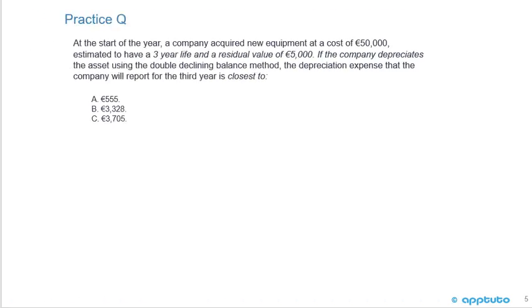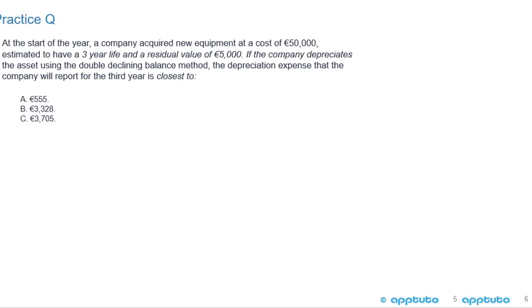Okay? A practice question to check our understanding. At the start of the year, a company acquired a new equipment at a cost of 50,000 euros, estimated to have a 3-year life, and a residual value of 5,000 euros. If the company depreciates the asset using the double declining balance method, the depreciation expense that the company will report for the third year is closest to A, 555 euros, B, 3,328 euros, or C, 3,705 euros.